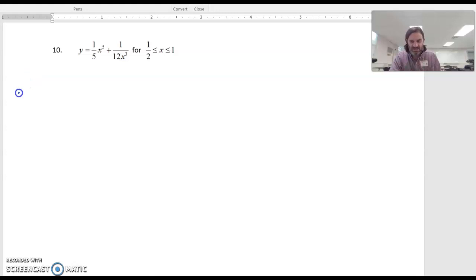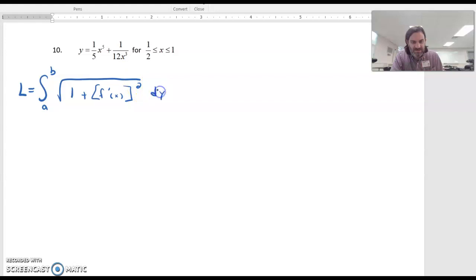That will be L equals, we need bounds, don't we? L equals the integral from a to b, whatever that might be. Looks like 1/2 to 1 of the square root of 1 plus f prime of x squared, and that'll be integrated in terms of x, so dx. Alright, so we've got f of x, that's our function, so we need f prime of x.